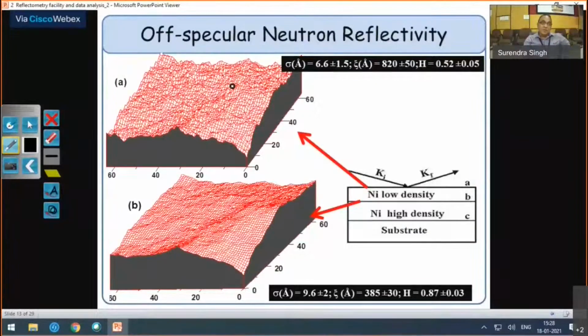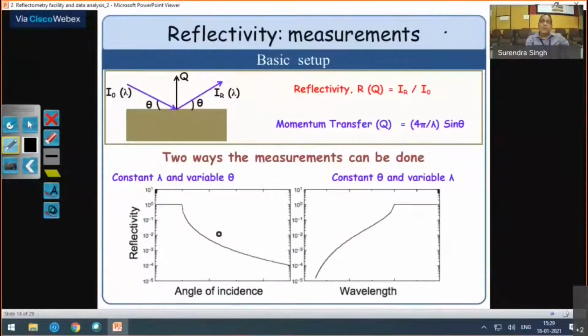Here the xi parameter is less, so it is more zigzag, and the correlation length is higher, whereas in this case the H parameter is higher, towards 1, so it is like a three-dimensional body. This one is two-dimensional. So these two things, if you do specular and off-specular reflectivity, we can get the full picture.